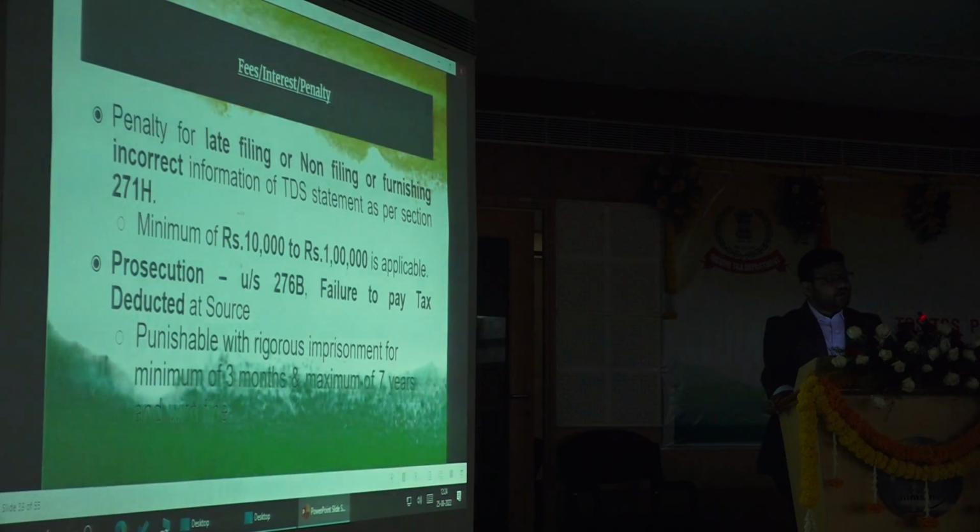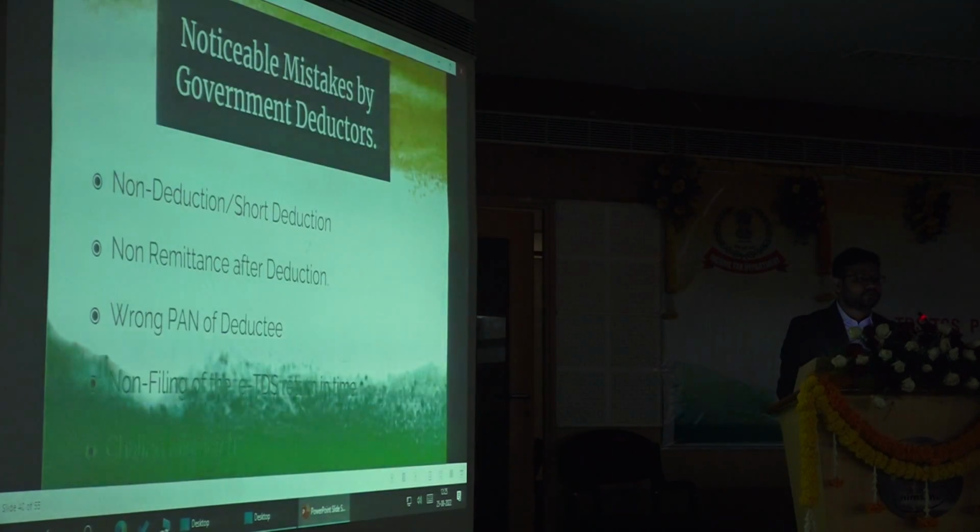We also have prosecution proceedings under section 276B. We have deducted the tax and we have not remitted. There are many cases like this, and in these cases, prosecution can be launched under section 276B, which is rigorous imprisonment for 3 months to 7 years. Apart from the other things, if the person is not going for compounding, then these prosecution proceedings are there. And in these cases, the limit, as I already told you, is 25 lakhs or more, or more than 60 days delay. So in both cases, prosecution can be launched.